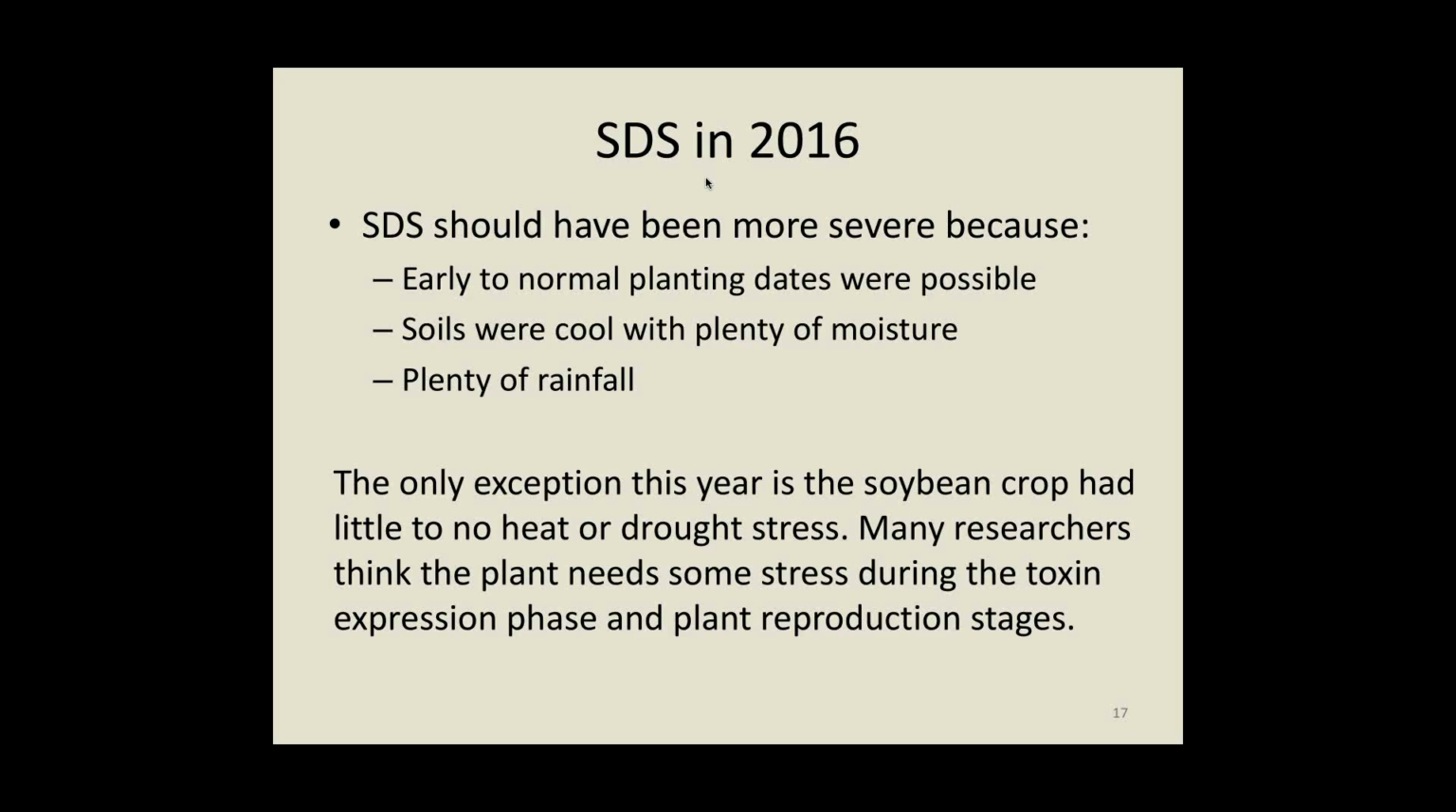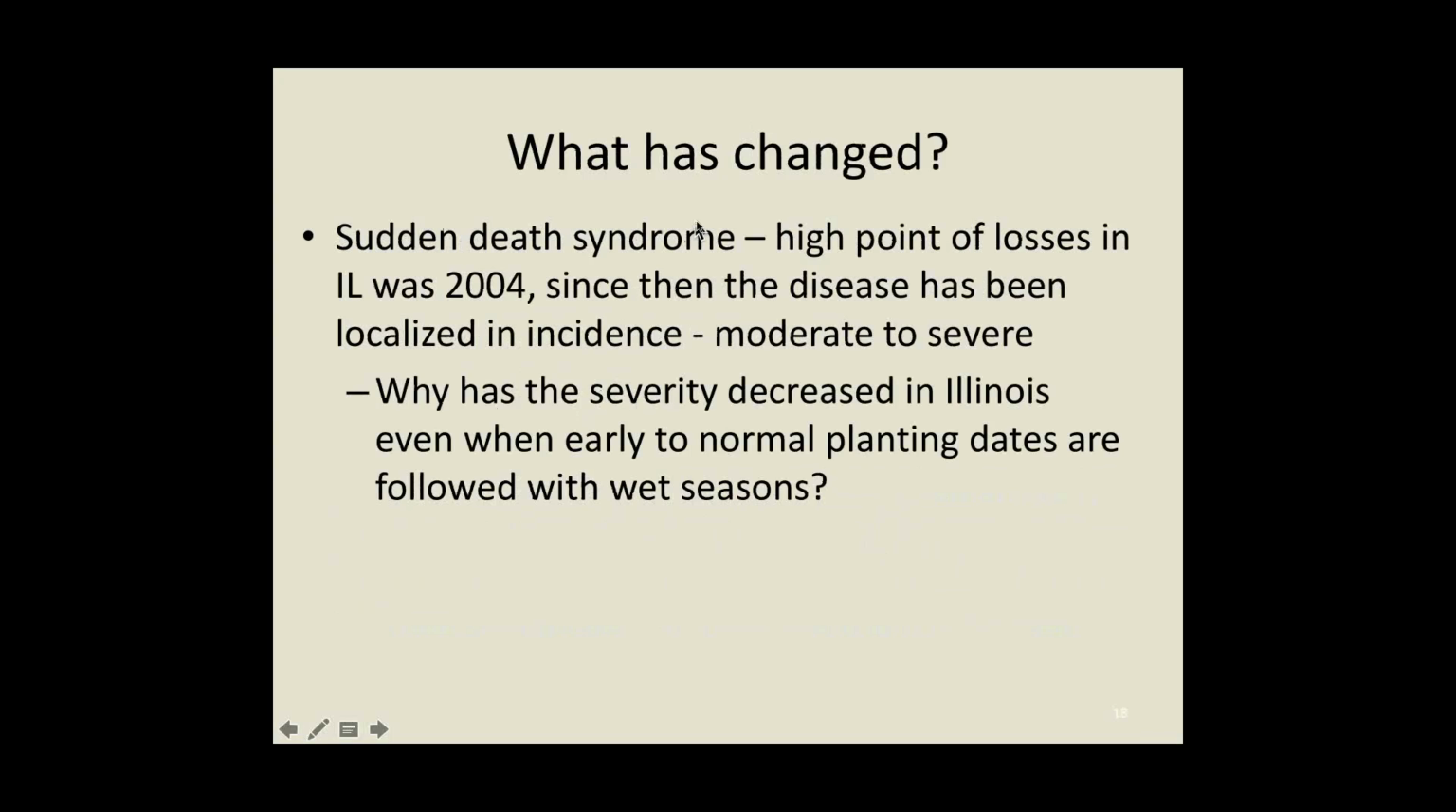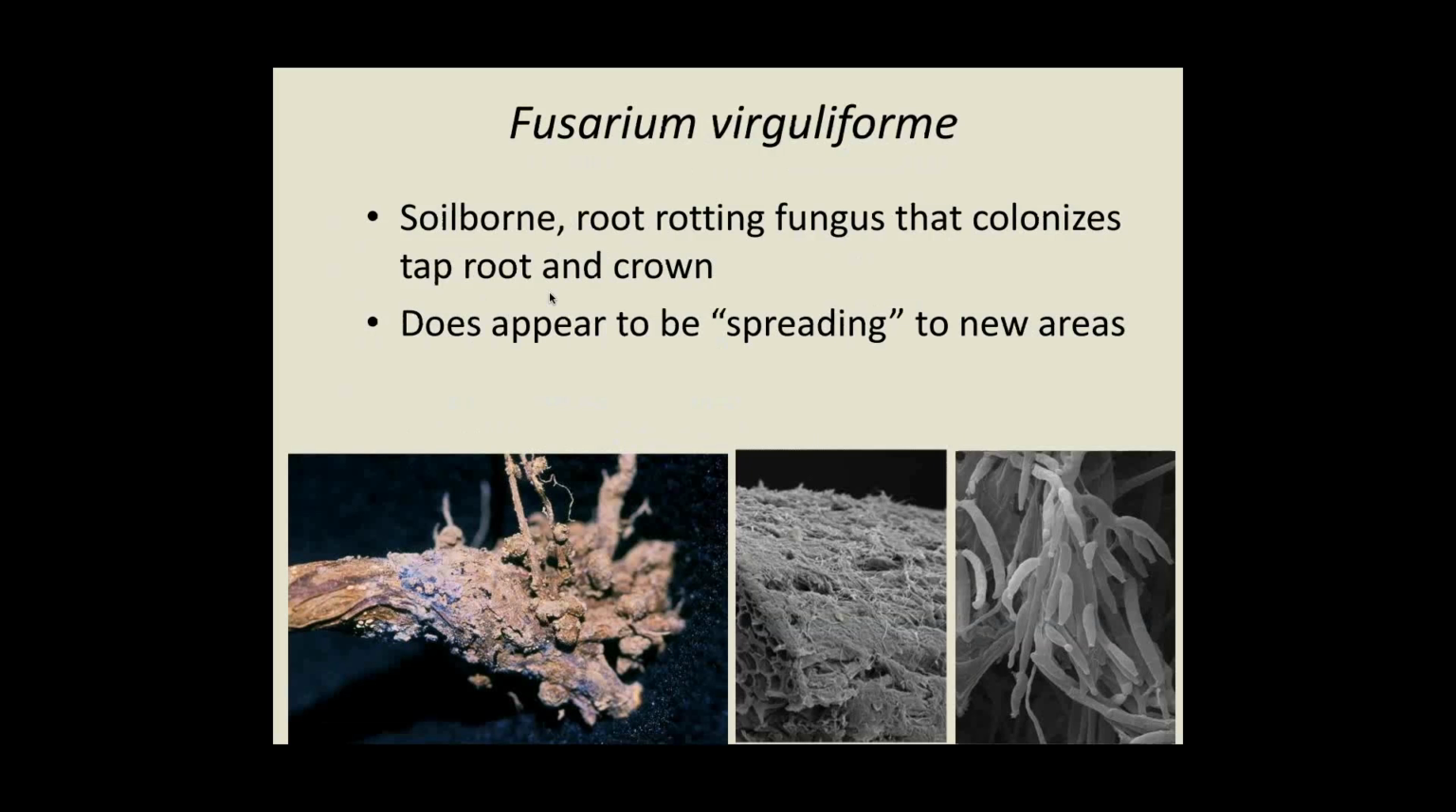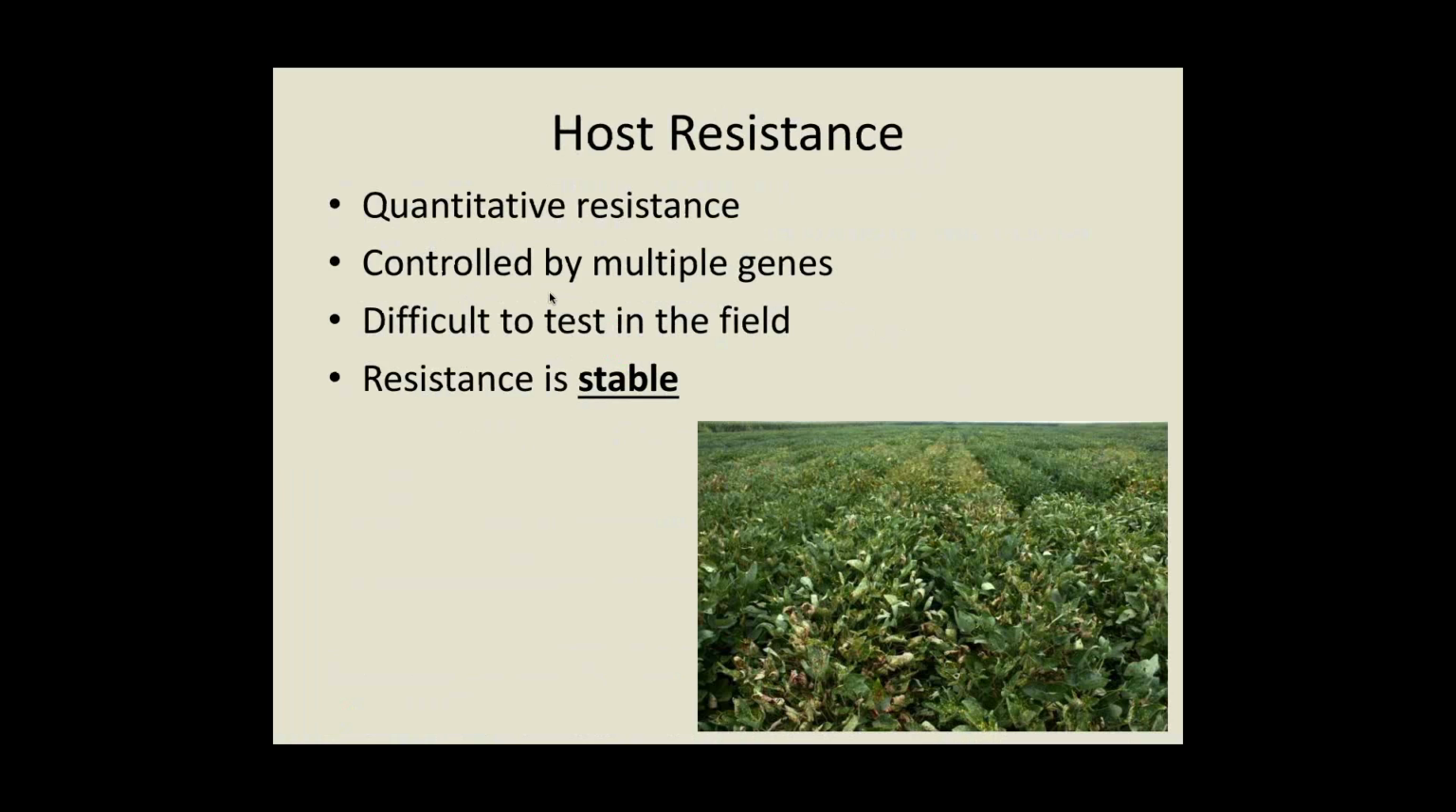And it's really confounding to plant pathologists because we've had early to normal planting dates in many areas in 2016. The soils were cool with plenty of moisture, and boy, did we have plenty of rainfall. Those are all the things that we try to do to create disease in our little disease nurseries when we're trying to evaluate varieties and things of that nature, and this happened over a broad area. So we're still posed with this question, what's happened with this disease to where, if you compare back to 2004, if you drove around the state of Illinois around the first and second week of August, almost every field was showing symptoms of SDS. So there's a couple of things that have been going on with this disease, and one of them is host resistance.